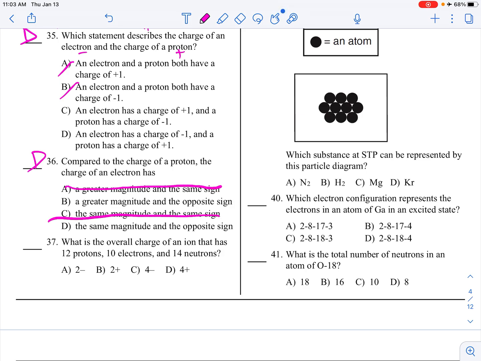What is the overall charge of an ion? Ion means charged, that has 12 protons, 10 electrons, and 14 neutrons. One of these three, neutrons, doesn't have charge, so we don't care about that. So there are 12 positives, and there are 10 negatives, which means there are 2 more positives, which means we are overall +2.